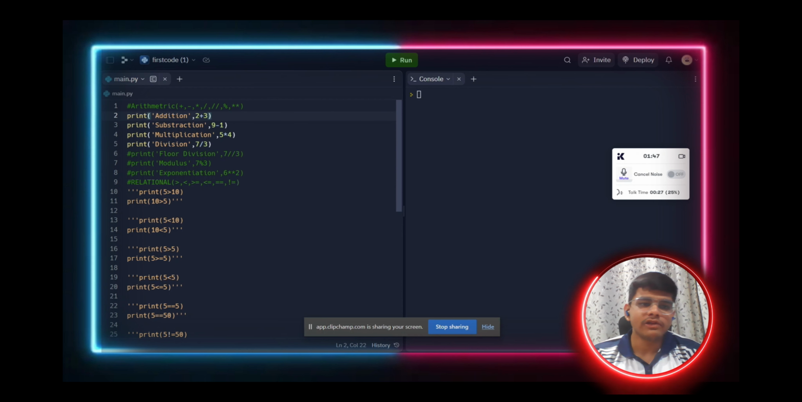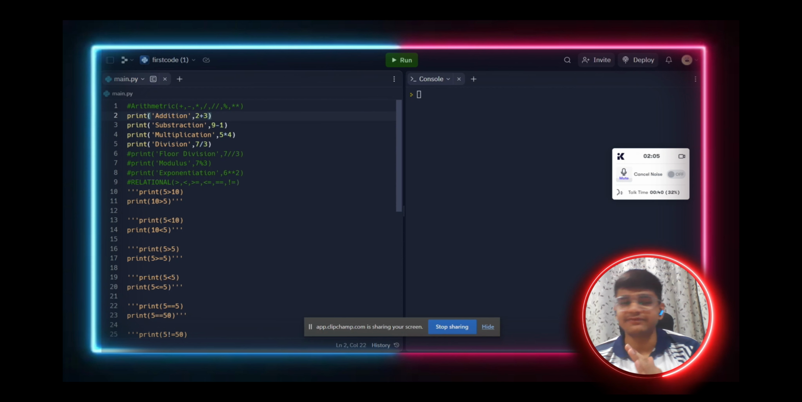I have written all the code and commented it out so that all the code does not run at one step. It should be run step by step. I have done that for the purpose of reducing the length of the video. So let's start with the first classification of operators, that is, arithmetic operators.